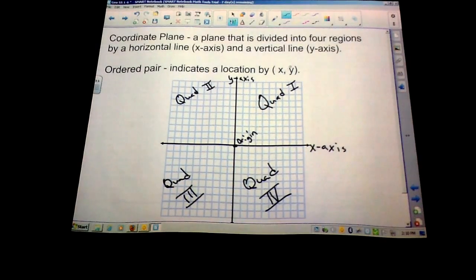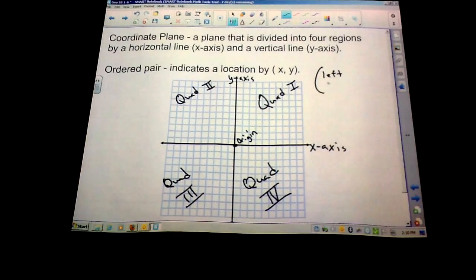In an ordered pair, your x value comes first, followed by your y value. So the first number tells you how far to move left or right, and your second number is going to tell you how far to move up or down. So your x here and your y here.